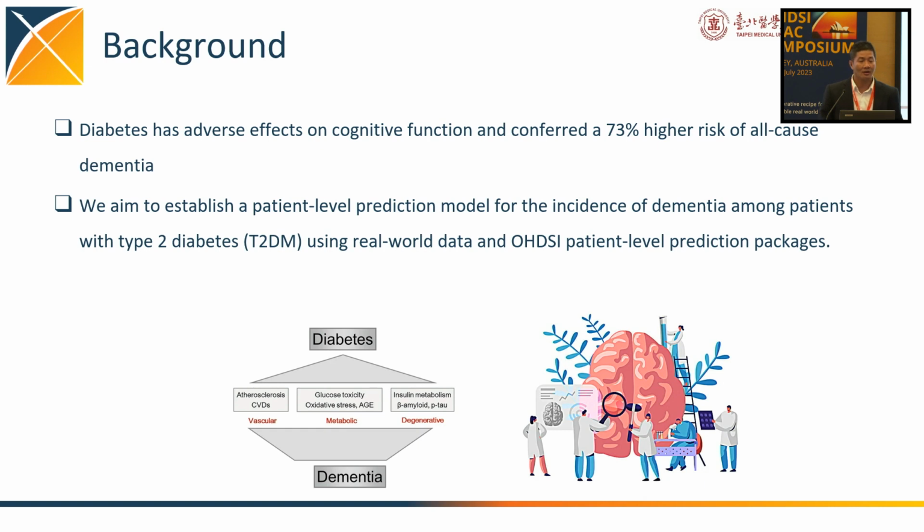So as we know, diabetes can lead to long-term complications of several types, including cardiovascular disease, renal disease, and it also affects cognitive function, and it can cause a higher risk of all-cause dementia. So we aim to establish a patient-level prediction model for the incidence of dementia among patients with type 2 diabetes. And we are using our real-world database from Taipei Medical University, and also applying the patient-level prediction package from OHDSI.